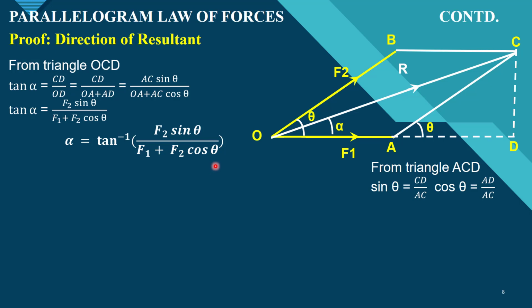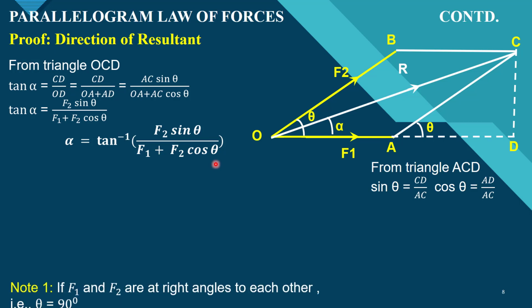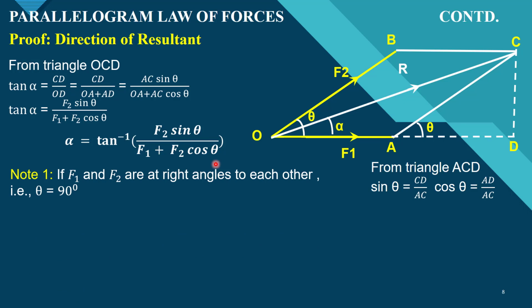So now we have obtained two formulas, one for finding out the magnitude of the resultant force, and the second one for finding out the direction of the resultant force with the help of parallelogram law of forces. As I have told earlier, this method is used for finding the resultant of two forces at a time, two concurrent forces at a time. Clear? Now we have three different cases to be remembered.